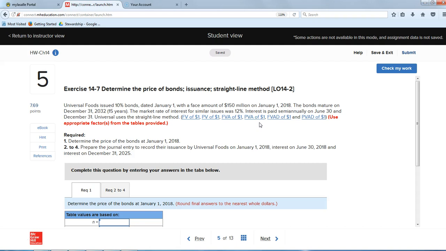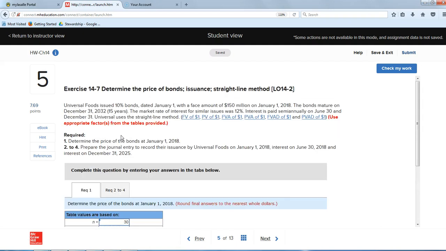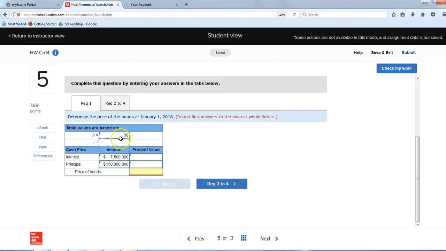The number of periods to discount depends on number of periods of interest paid. Since interests are paid semi-annually, this 15 years bond has 30 periods to pay interest. So discount period is 30 periods. Interest to discount depends on market interest rate. Market interest rate is 12% annually, so semi-annual market interest rate is 6%. With these two factors, we can find discounting factor on tables.